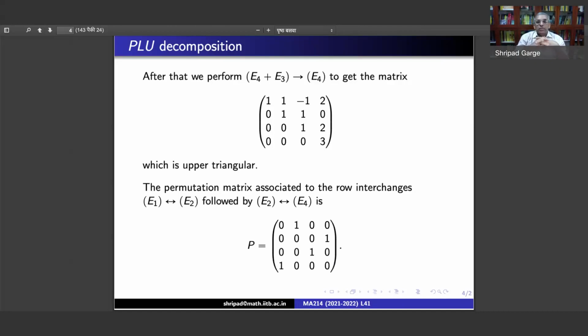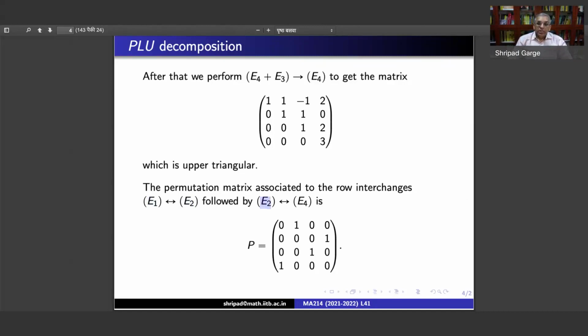What it does is that, you will see where E1 goes at the end. E1 is going to the place of E2 in the first row interchange. Now, while I'm writing E2, it's actually the original E1. So that has gone to E4. So when you are looking at these two row interchanges one after the other, E1 has gone to E4.